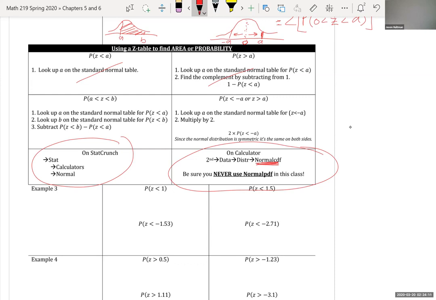So how would we do some of these on StatCrunch or the calculator? Well, I'm glad you asked. Let me show you.